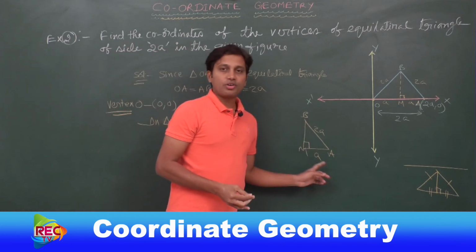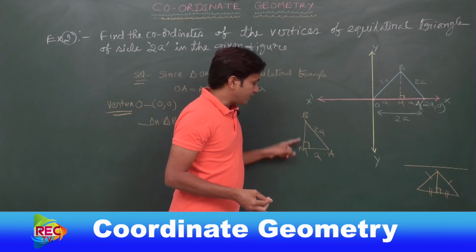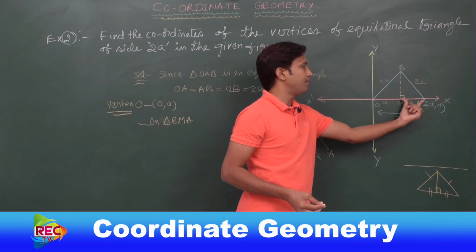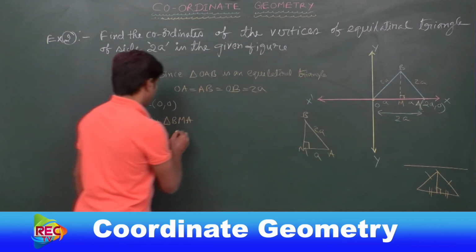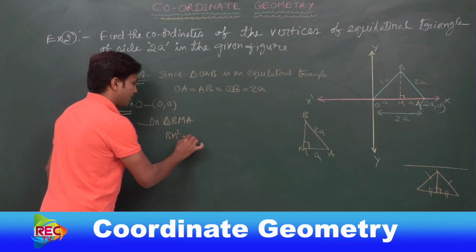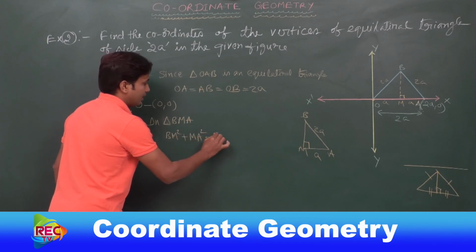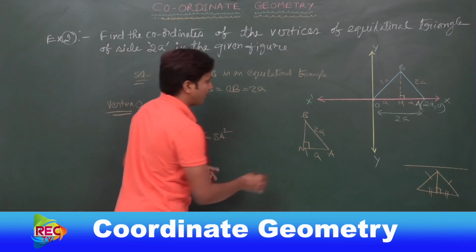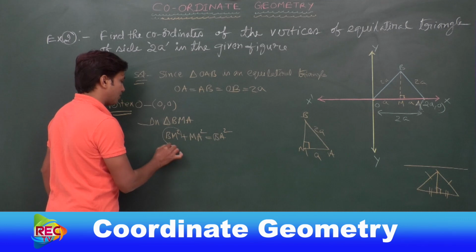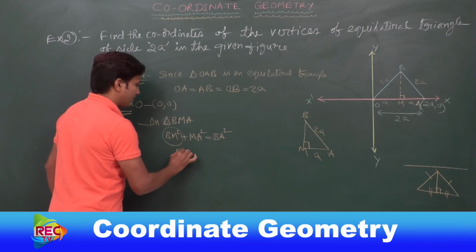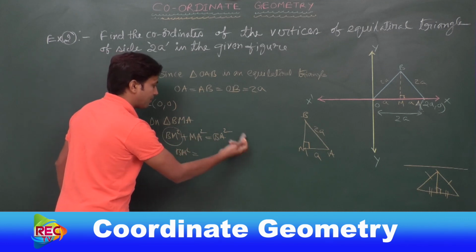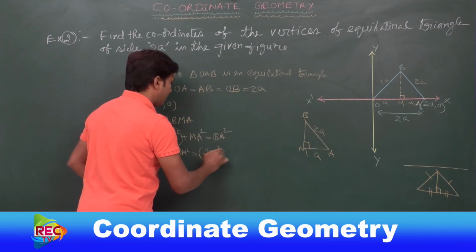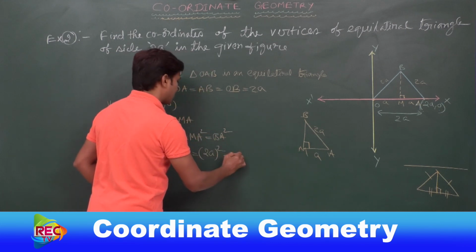we can apply the Pythagoras theorem. That is BM square plus MA square equals BA square. Now we need to find BM, so we make it the subject. BM square equals BA square minus MA square. What is BA square? It is 2a whole square, minus MA square, which is a square.